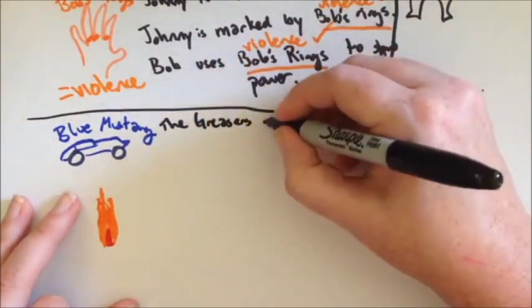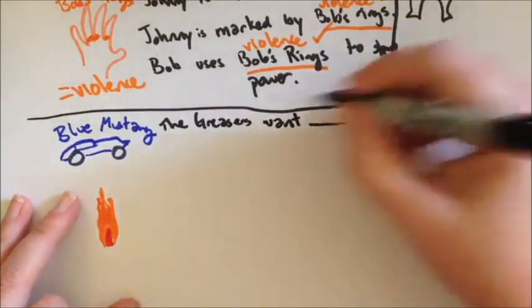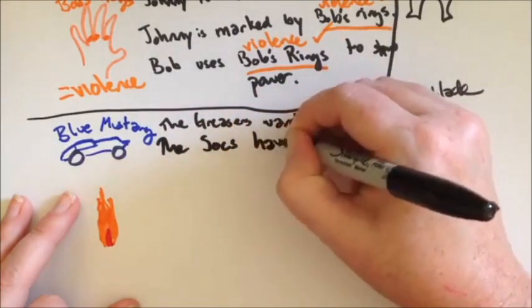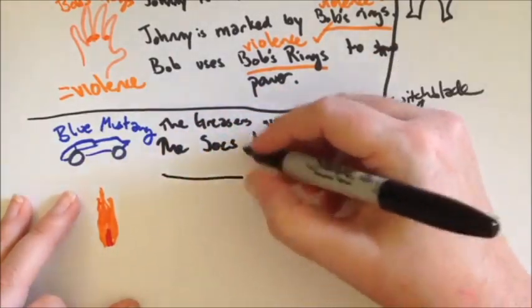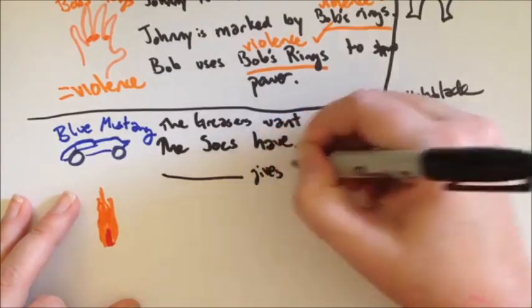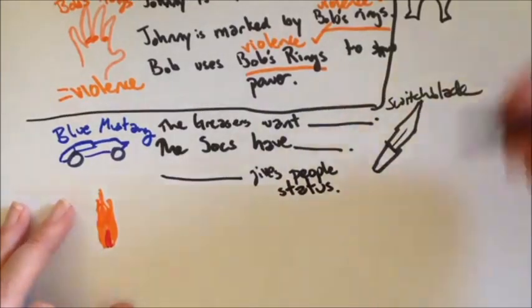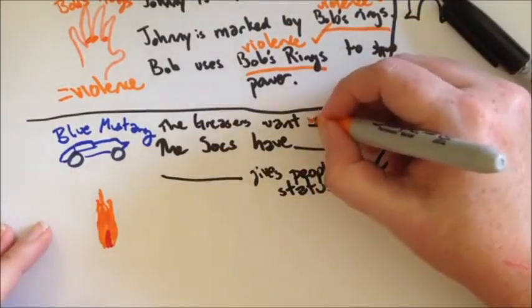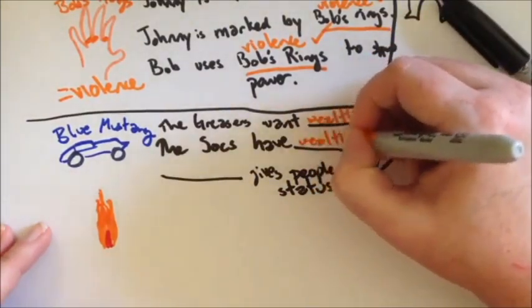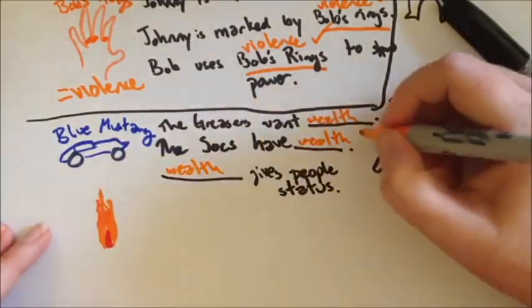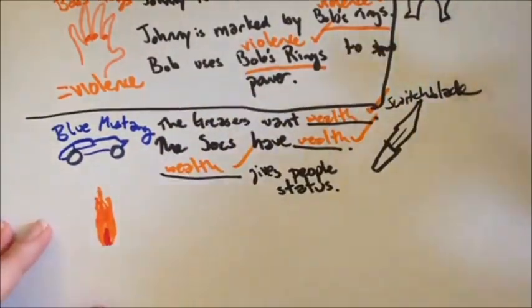The thing that you want to do is have them write 3 sentences, because if they just write 1 sentence, it's so easy to accidentally pick the wrong thing. So greasers want blank, the socials have blank, and blank gives people status. And so the blue Mustang fills in the blank, but so does the idea of wealth. Greasers want wealth, socials have wealth, and wealth gives people status.